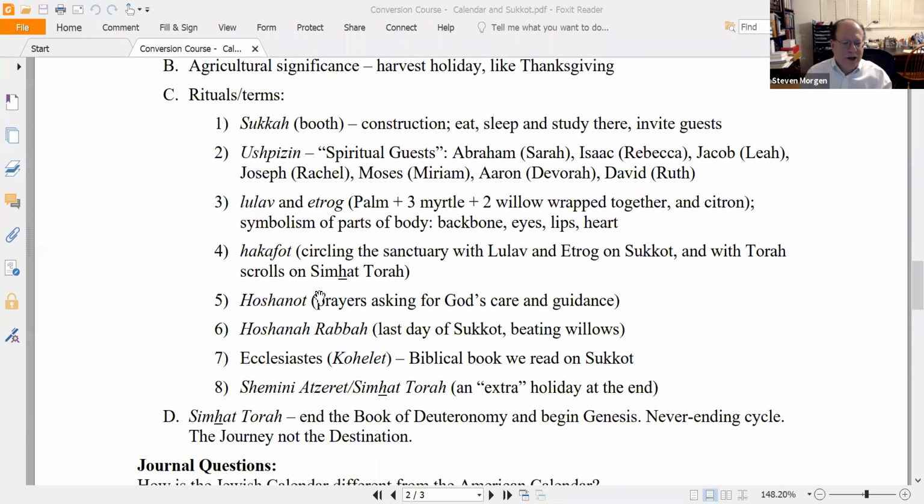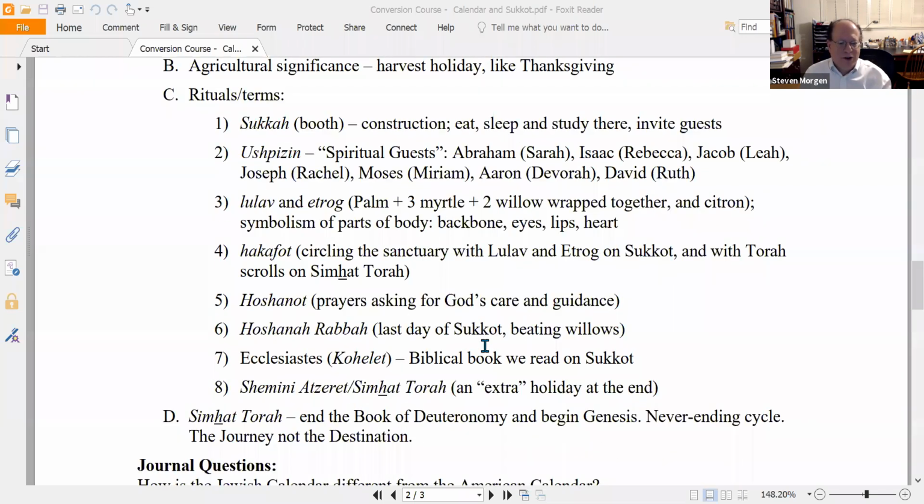That's what Hoshanot are. And on the 7th day of Sukkot, the last day of Sukkot, is Hoshana Rabbah, the great Hosanna, the great Hoshana, where we make 7 circles around the sanctuary, and then take a group of willows and beat the leaves to shake them off the branch.